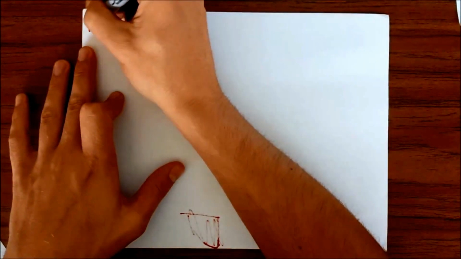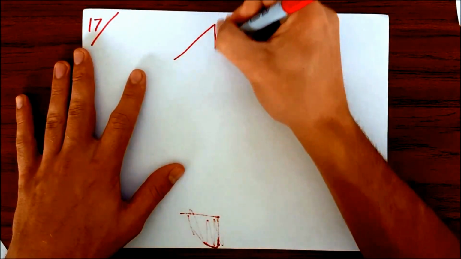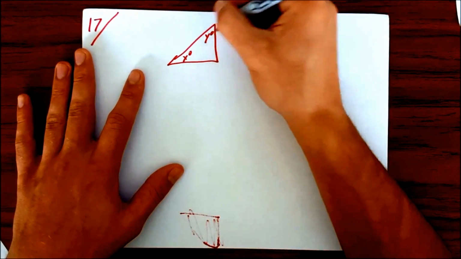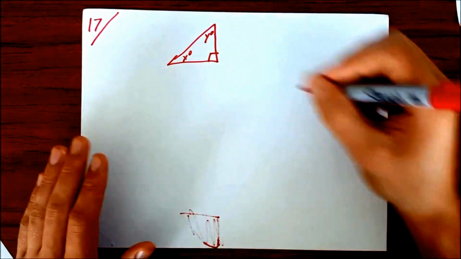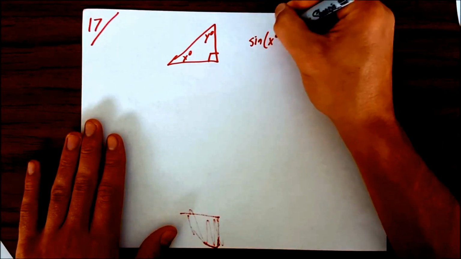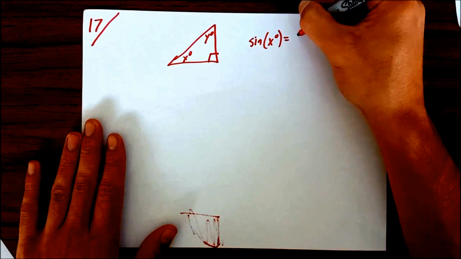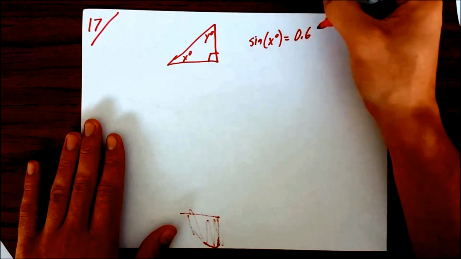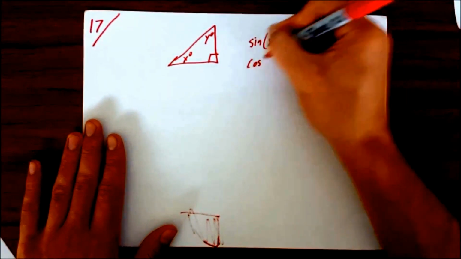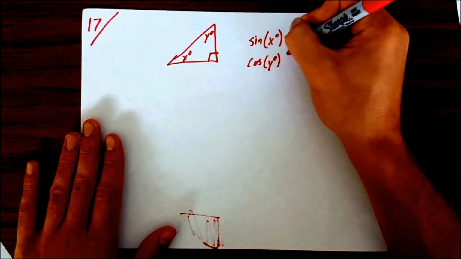Alright, 17. You're given a right triangle: X degrees, Y degrees, right angle. In the triangle above, you have sine of X degrees equals 0.6. What is the cosine of Y?